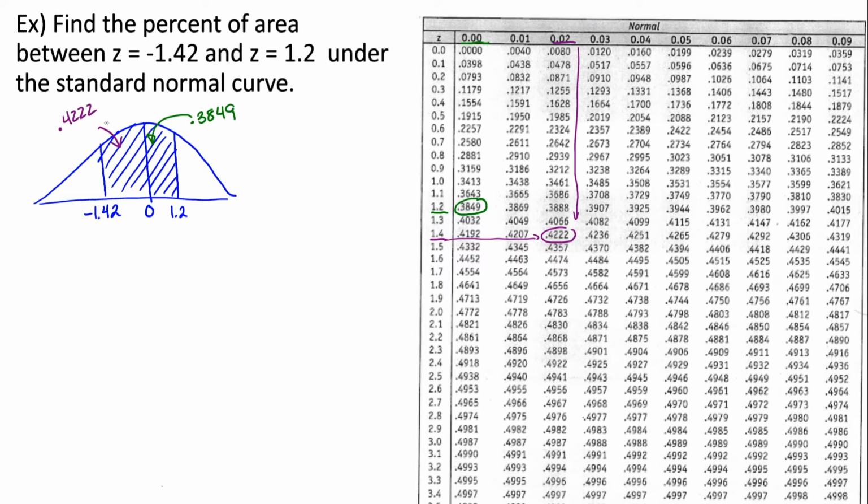Now to find the total area, we just add these two areas together. And we get 0.8071, but the problem said find the percent of area, so we'll change this to a percent, which is 80.71%.